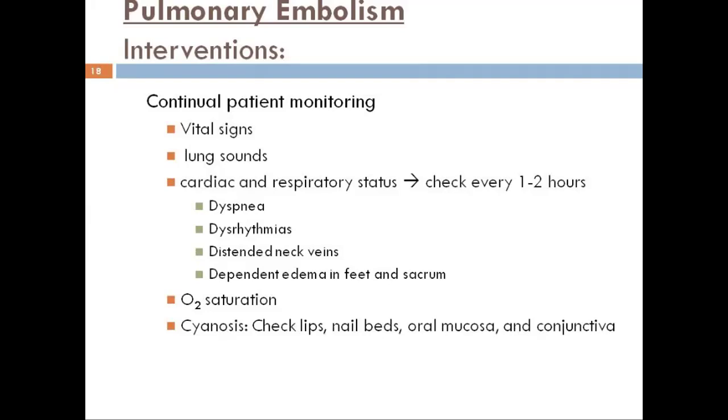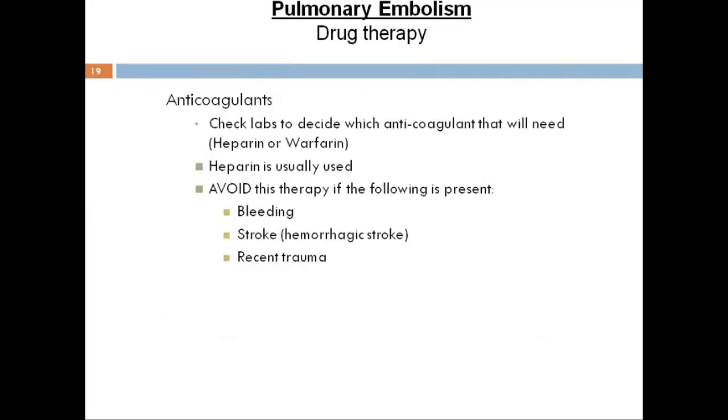And you check for dyspnea, check for dysrhythmias, check for distended neck veins, check for dependent edema in the feet and the sacrum, right? You want to make sure the heart is working very well, and the respiratory system also, okay? And also check the oxygen saturation, check the lips, the nail beds, oral mucosa, the conjunctiva for signs of cyanosis. So those are some of the nursing interventions that can be done.